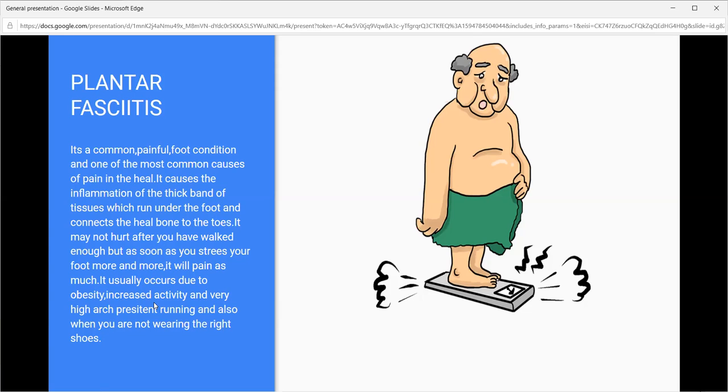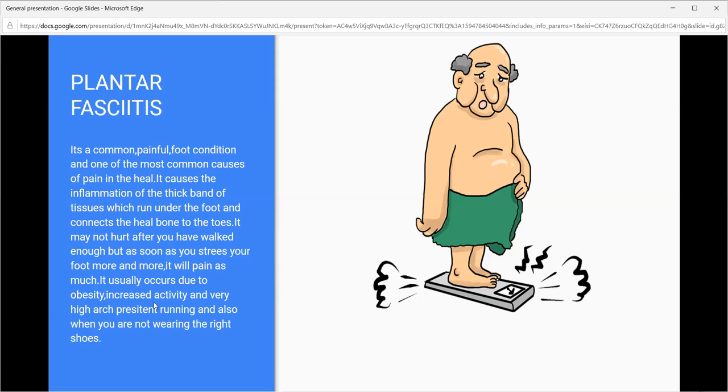It usually occurs due to obesity, increased activity, and very high arch persistent running. What does that mean? As I showed you, the girl who was running with her feet inwards. This happens if you're running with your feet extremely inwards or extremely outwards, and also when you're not wearing the right shoes, not the right size, or shoes not meant for sports, all that.